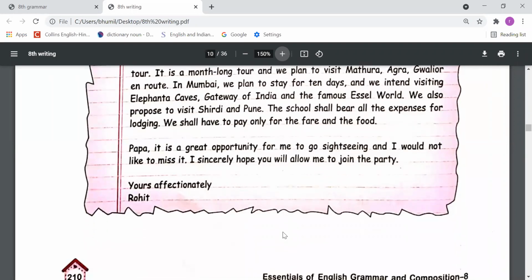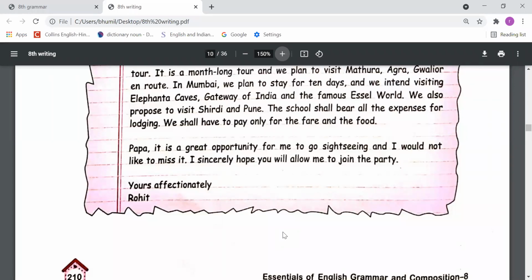Papa, it is a great opportunity for me to go sightseeing and I would not like to miss it. I sincerely hope you will allow me to join the party. In the last two lines, he is saying that I want to join this. I do not want to miss this opportunity. So I hope that you will definitely allow me to join this party. In the last, you need to write your affectionately, then you need to write your name.